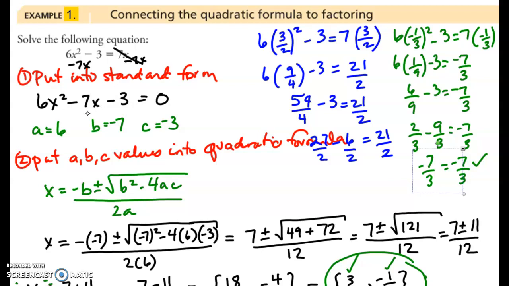Oh yeah, negative 9 and positive 2. We could have factored that to get our final answers. So any of those options will yield you the same answers.